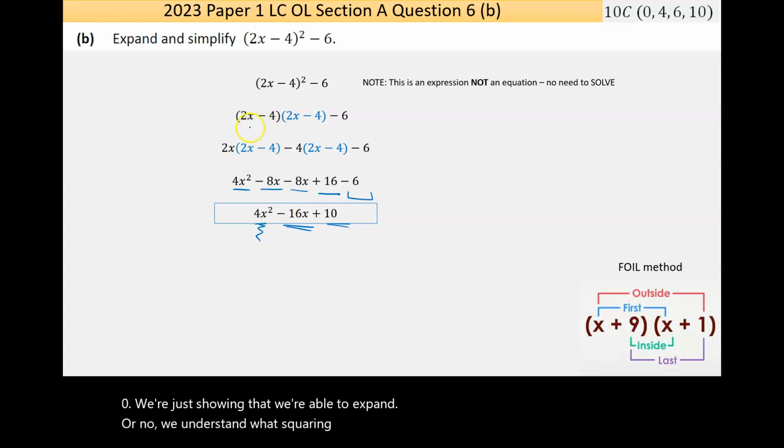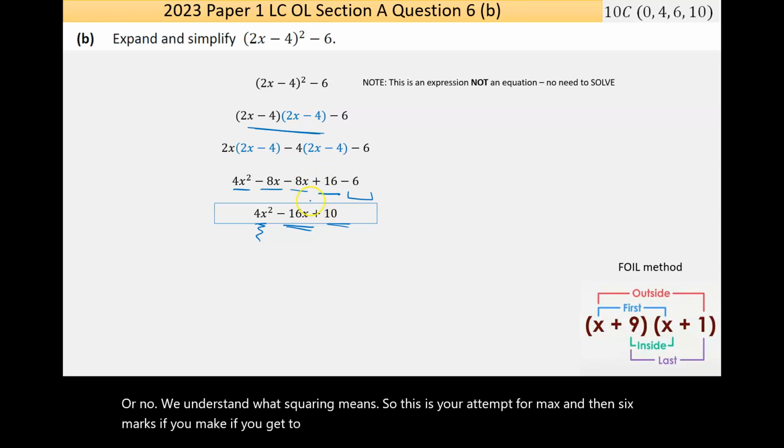So this is your attempt, 4 marks, and then 6 marks if you get to the answer and make maybe one mistake. Obviously, if you get to the full answer, you get the full 10 marks.